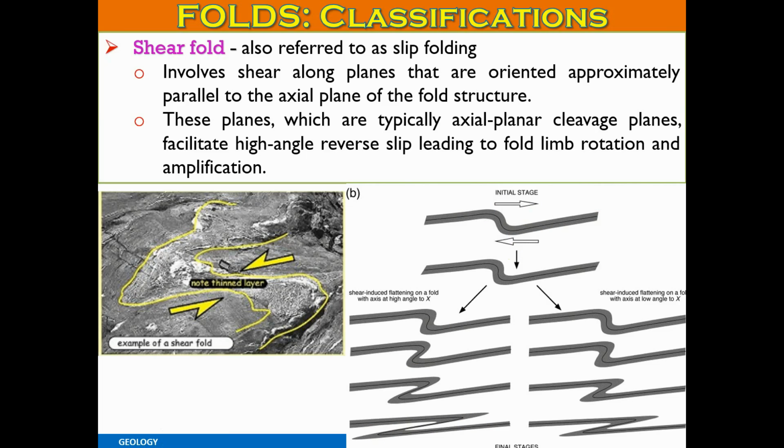It results from minute displacement along closely spaced fractures, and each fracture is actually a small fold, and the blocks on either side of it move upward progressively. See here, the folded structure will move like this, a kind of overturned fold. You will be seeing that this fold is called the shear fold. It is also referred to as slip folding.